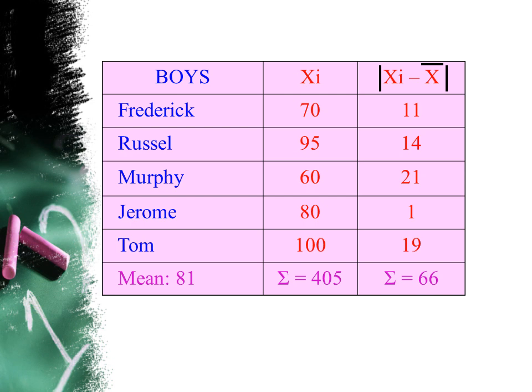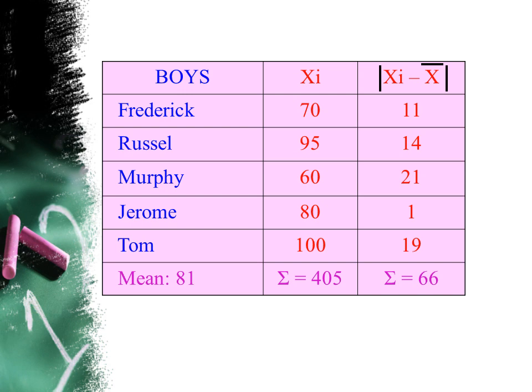First, we are going to compute for the mean deviation of the boys. So nandito ang mga names nila, nandito ang mga score nila, and we can get the mean. The mean is 81. Pero we are going to use the mean na 81 to get the deviation of each score. So ano yung deviation ni Frederick, for example, from the mean? So you just get the difference, the score of that particular person and the average, which is 81. Take note, 81 yung lumabas kanina sa computation.